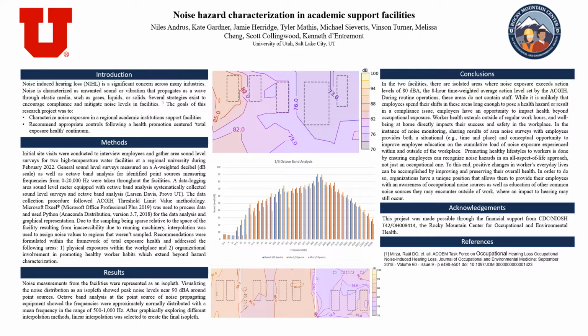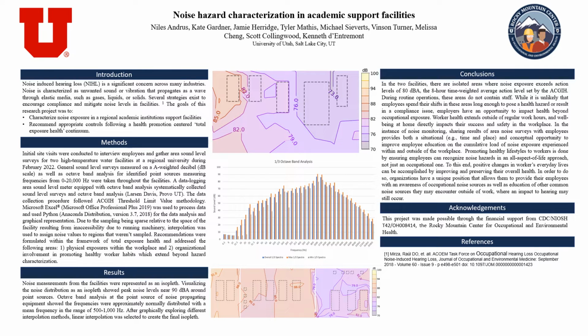In order to do this, we used a data logging area sound level meter, and it was also equipped with octave band analysis. So we followed the ACGIH threshold limit value methodology. To log our data, we used Microsoft Excel, and to create our isoplasm maps, we used Python software. And we had to use interpolation just because we could not gather noise data for every square foot of the facilities due to the running machinery, but we were able to accurately represent the data using interpolation.